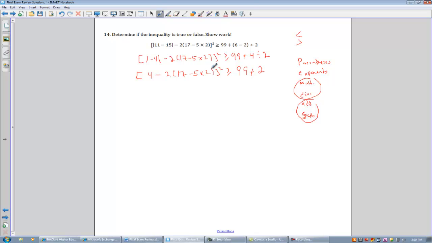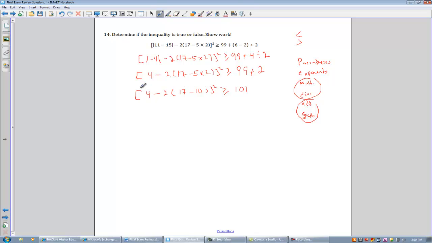Now I reset and do it again, so I go inside the parentheses, and I look for another set of parentheses, so right there. And so this is going to be equal to, I have 4 minus 2, and I have 17 minus 5 times 2. So inside here, the order of operations says do the multiplication first. So I have 17 minus 5 times 2, which is 10, quantity squared. This whole thing squared is bigger than or equal to, and 99 plus 2 is 101. All right, so the right side's done. I just have the left side to finish.